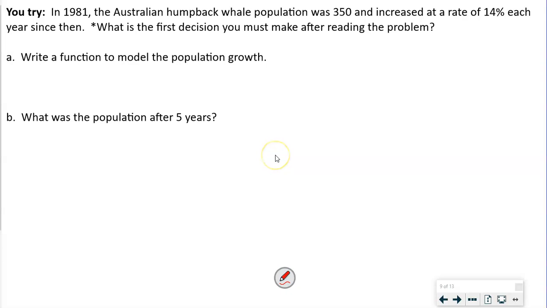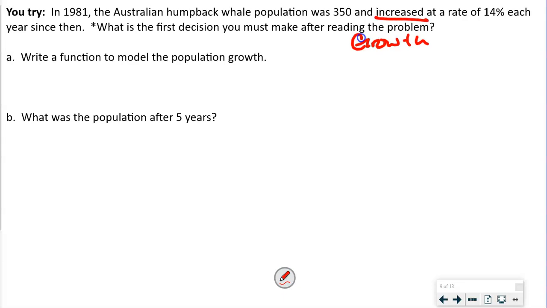So this one says in 1981, the Australian humpback whale population was 350 and increased at a rate of 14% each year since then. What is the first decision you have to make after reading the problem? That's whether it's growth or decay, and it is growth. How do we know that? Because it said increased right there.